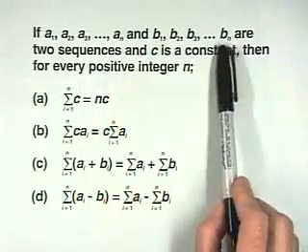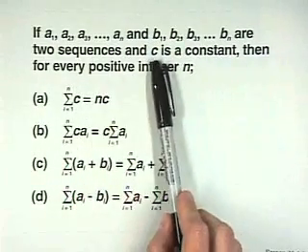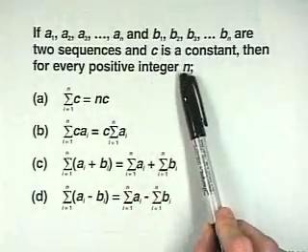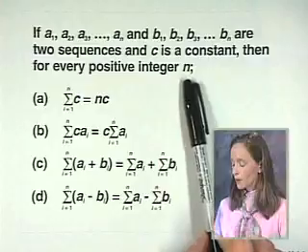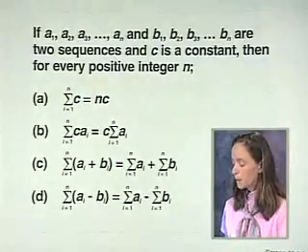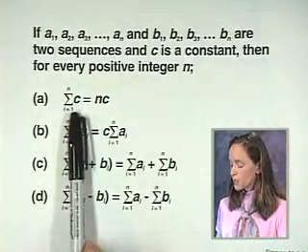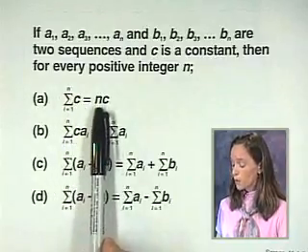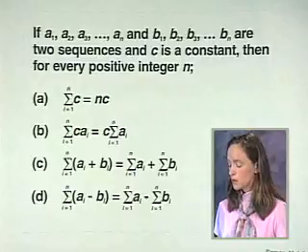Now, series have certain properties as follows. Suppose that these A's and B's are two sequences and C is a constant. Then the following properties hold for every positive integer n. Let me see if I can explain them. The first says, if I sum from 1 to n the constant C, I end up with the number n times the constant C.